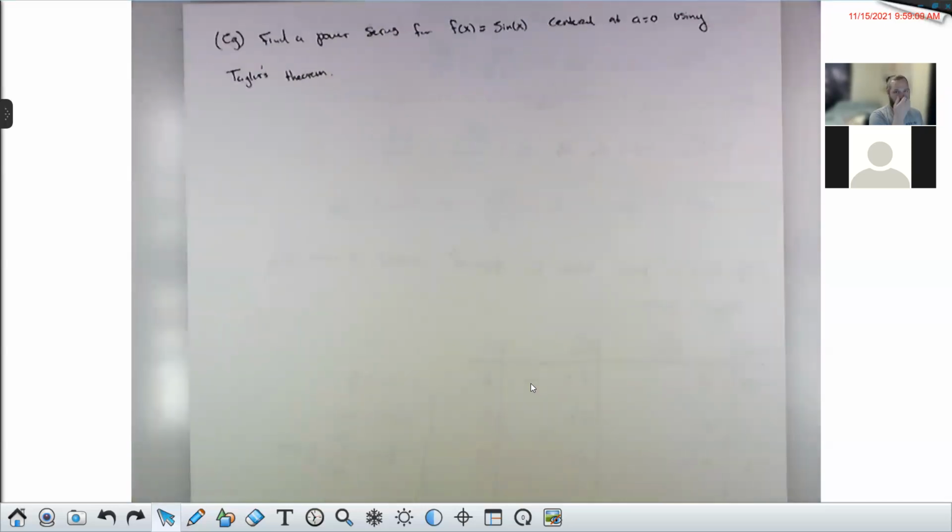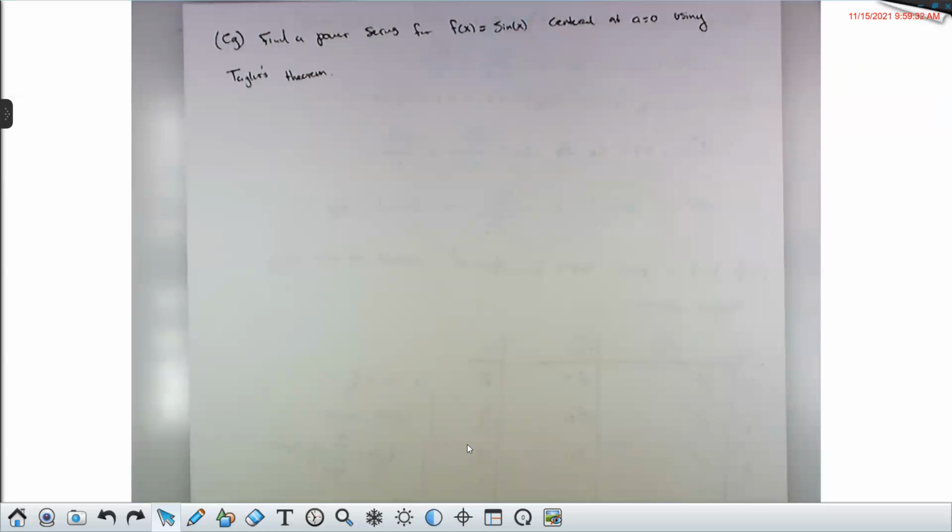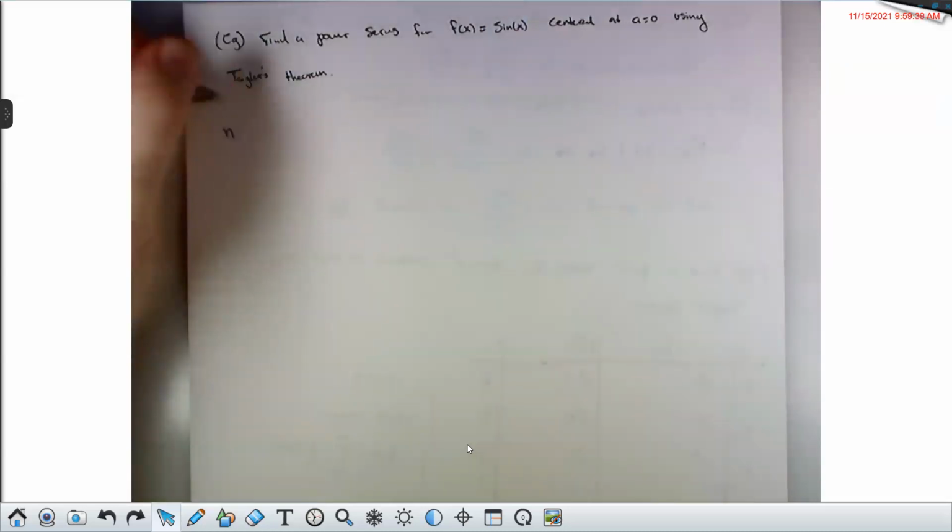Let's find a power series for f of x equals sine x, centered at a equals 0, and do it using Taylor's theorem. Like e to the x, we really don't have a hope of writing this as 1 over 1 minus u. It just can't be done. Sine x is not a rational function, neither are any of its derivatives. But Taylor's theorem gives me a path. And again, the derivatives are nice here. I'll make my table.